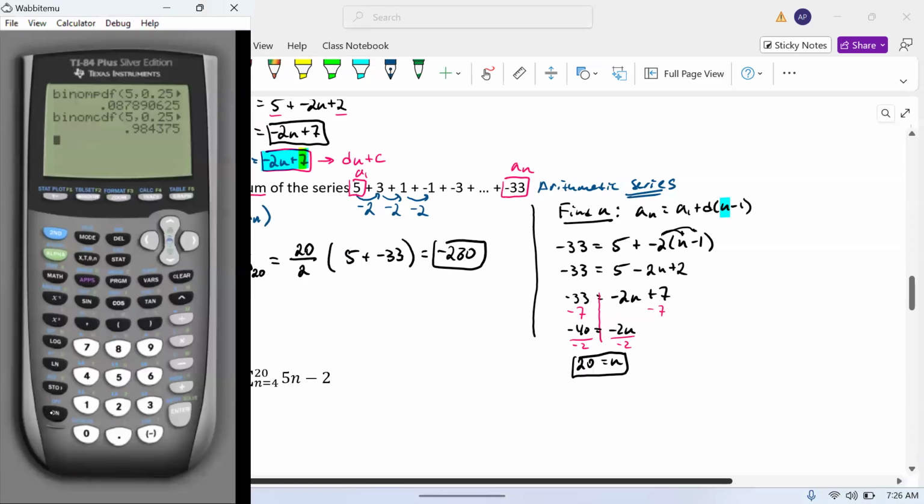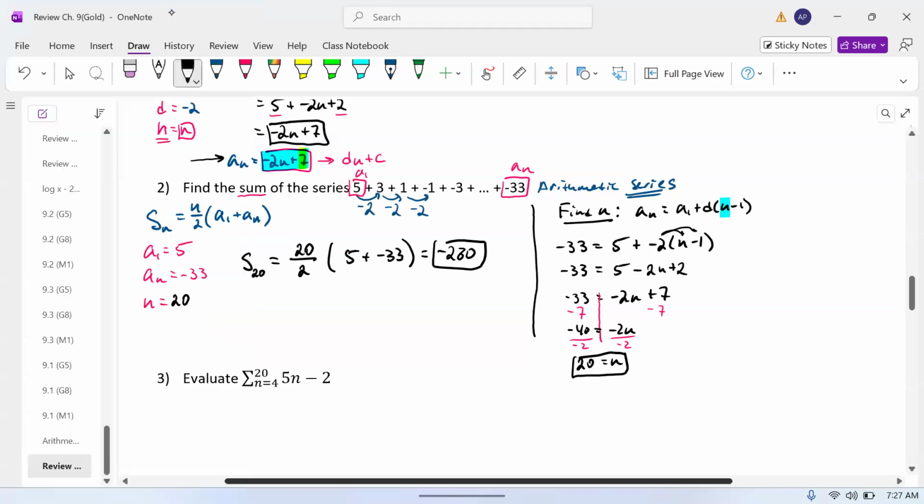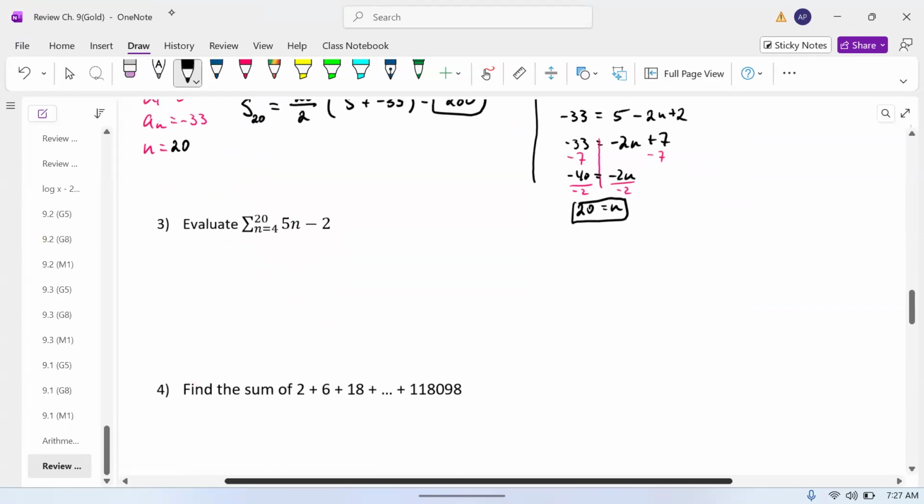Good. I actually have a calculator here. So negative 33 plus 5. I just want to make sure. Yeah, negative 28 and then times 10 would be negative 280. Okay, now, next one is we need to evaluate, and we're given the sigma notation.